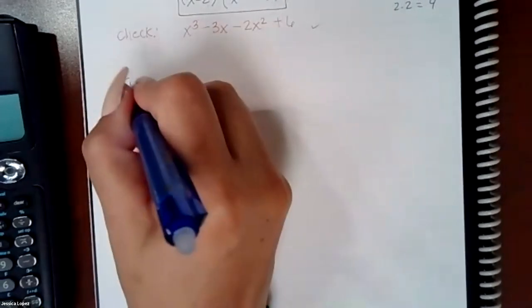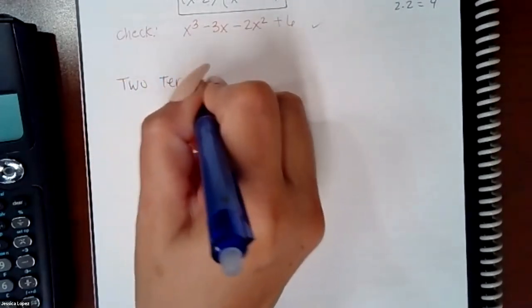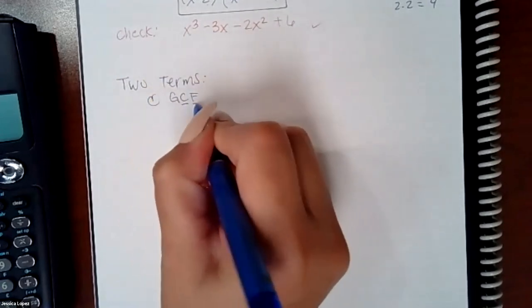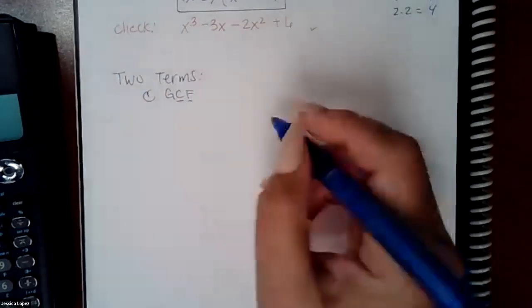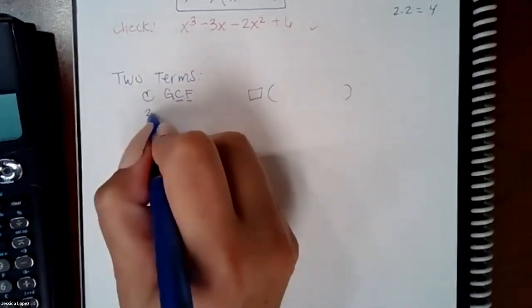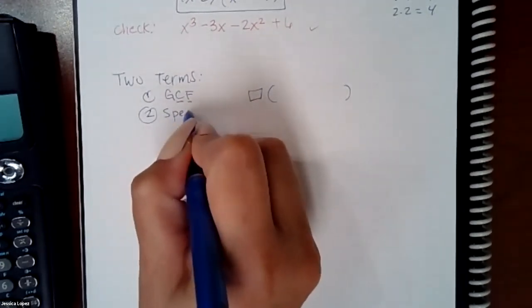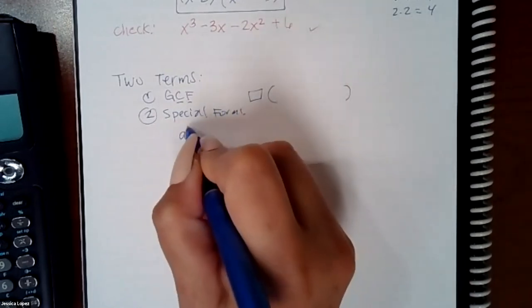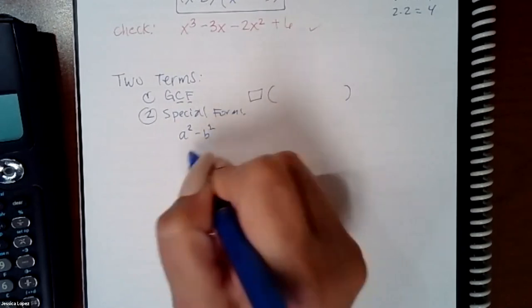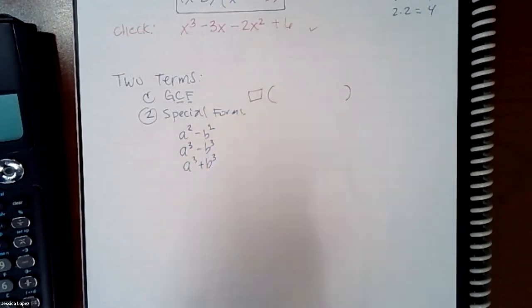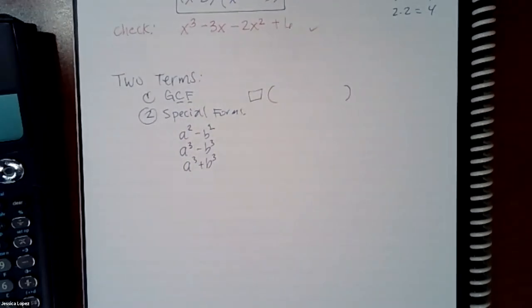So if you have two terms, essentially what you want to do is factor out the greatest common factor, which means you will have something here and then all your terms there, right? Then you're going to look for those special forms. And there's only three: a squared minus b squared, a cubed minus b cubed, and a cubed plus b cubed. Remember, there's no sum of squares because that cannot be factored.